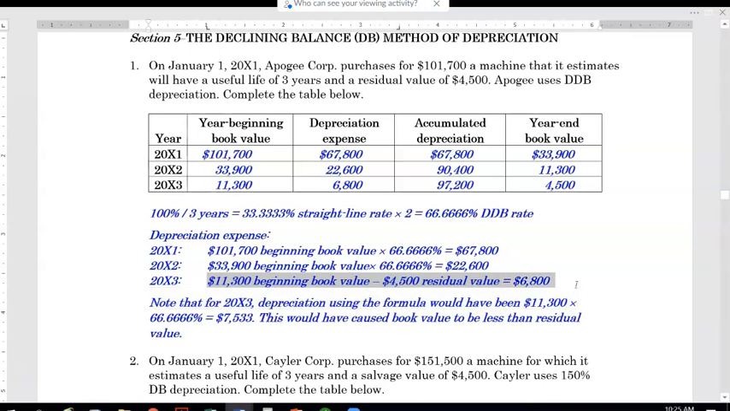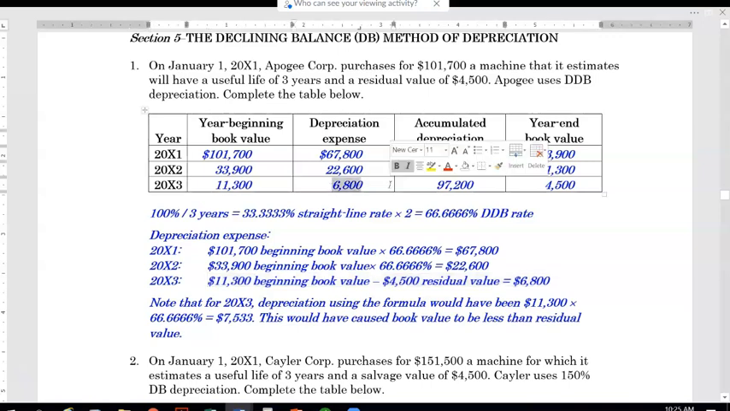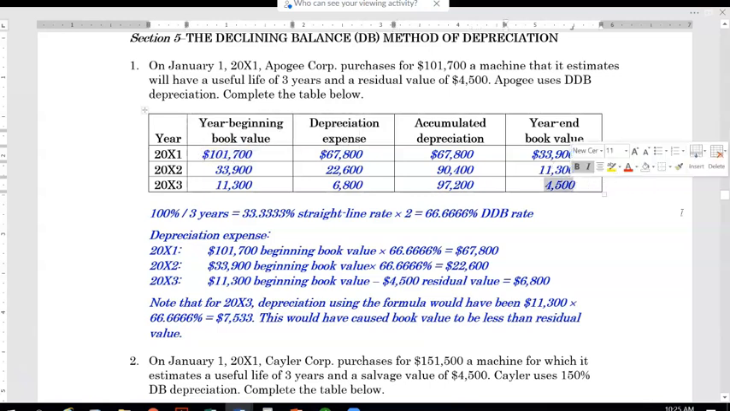That's all I need, and I can depreciate this year. So in year 3, I'm gonna just use $6,800 for my depreciation. And $6,800 plus 90,000 from previous year, accumulated depreciation will be 97,200, less original cost of 101,700. It ends up to be year-end book value of 4,500.